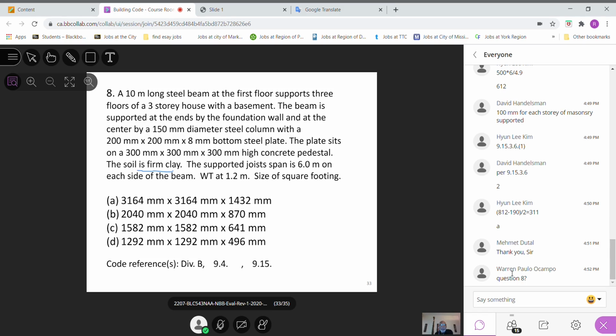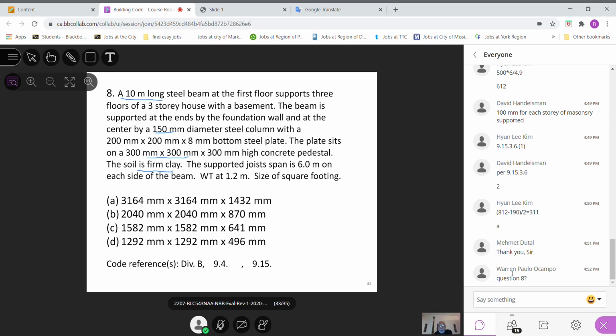As I go along, I'm picking up my little things here. So I have a steel beam with a plate, but it also has a pedestal. So this is more interest to me than the plate. And then it says I have a 10-meter long steel beam with 3 floors. The beam is supported at the ends and the center by a column.